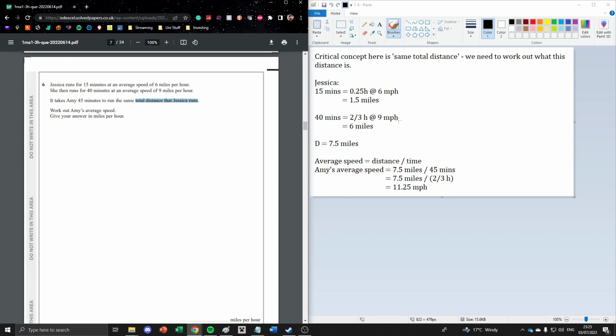So again, speed multiplied by time gives us a distance of 6 miles. So altogether, her total running distance is 7.5 miles. Now we can again use our speed equals distance over time, but this time in its original format to find out Amy's average speed. It is going to be the distance she runs divided by the time she takes to run that distance. And so obviously that's the same total distance, 7.5 miles, divided by 45 minutes that we're told here.